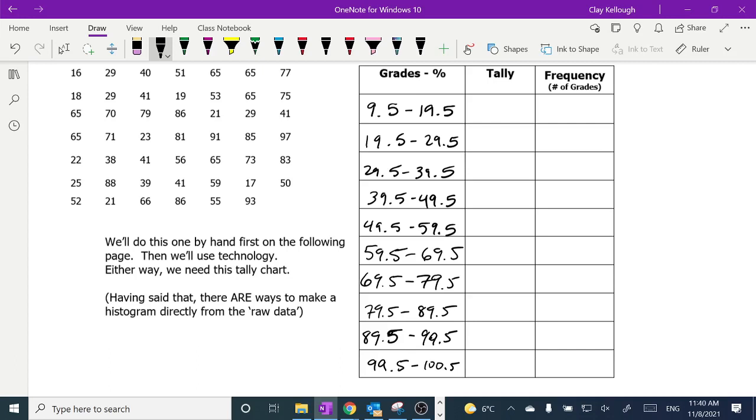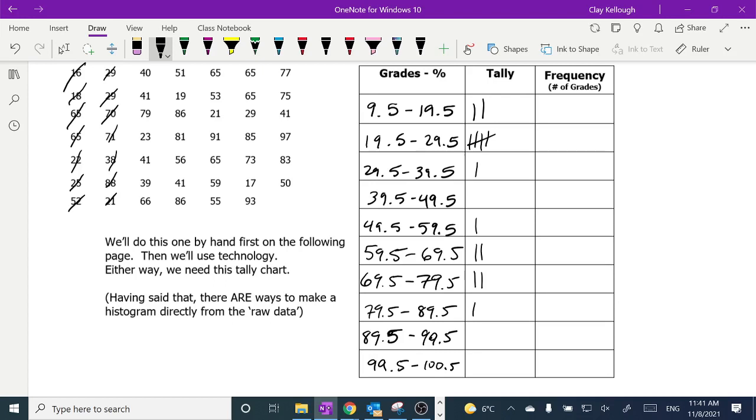All right, now your favorite part. It's grade 3 math all over again. Let's make a tally chart. 16 goes here. 18 goes here. 65 goes here. 65 again goes here. 22 goes here. 25, 52, 29, 29, 29, 70, 71, 38, 88, 21. And remember, when you hit a fifth one, you make a little line like that?